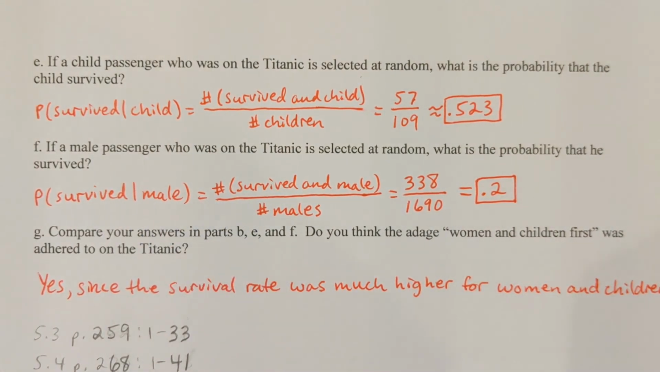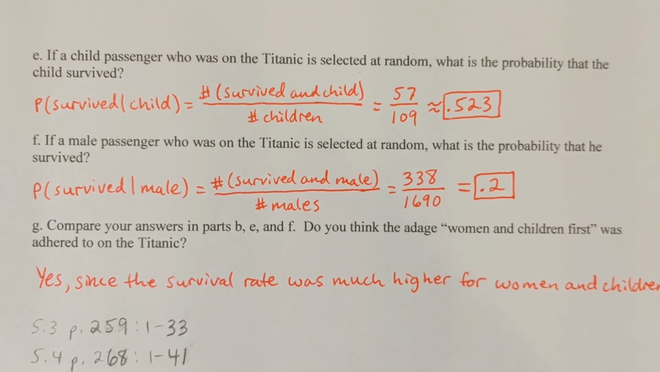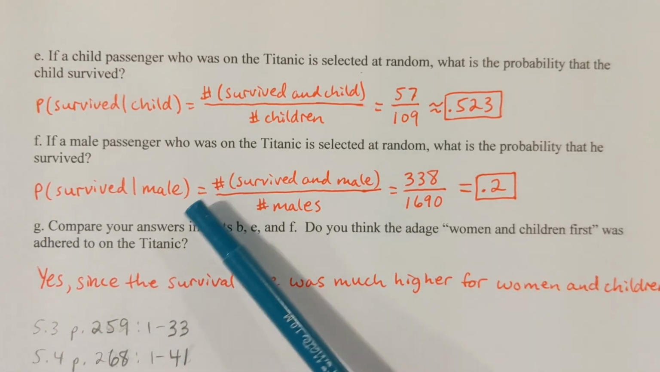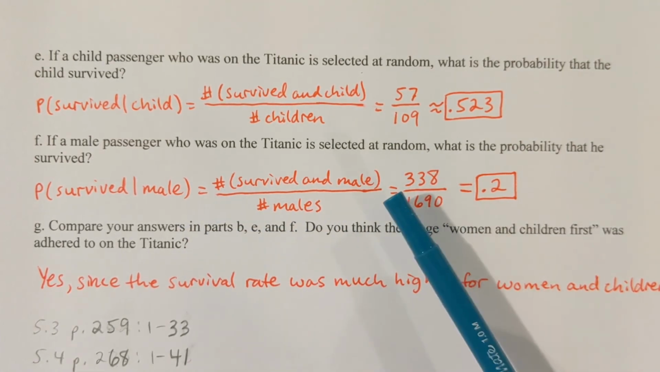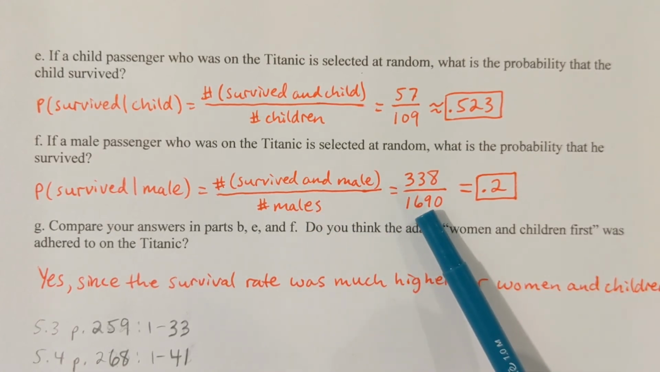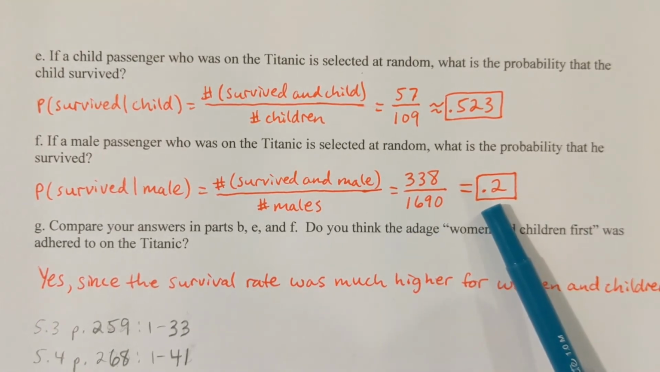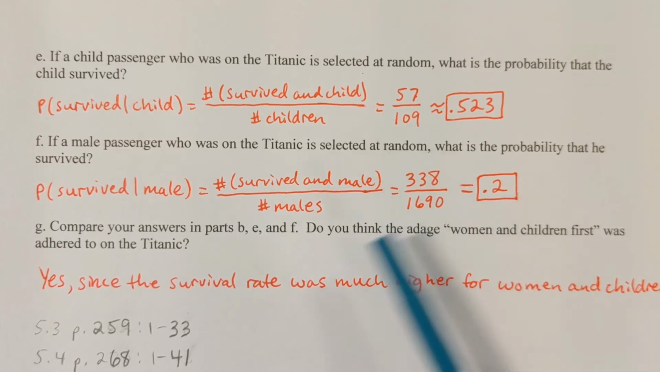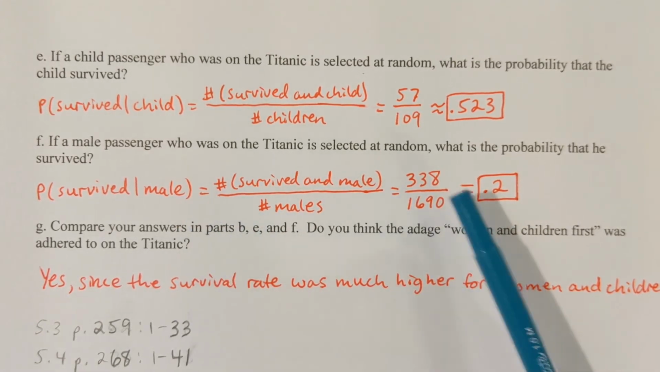Part F, if a male passenger who was on the Titanic is selected at random, what is the probability that he survived? Again, this is a conditional probability. There were 338 males that survived, and there were 1,690 males on board. So when you divide, you'd actually get 0.2 exactly. Okay, so if we only had the group of males and we pick one, there is a 20% chance that that male survived.